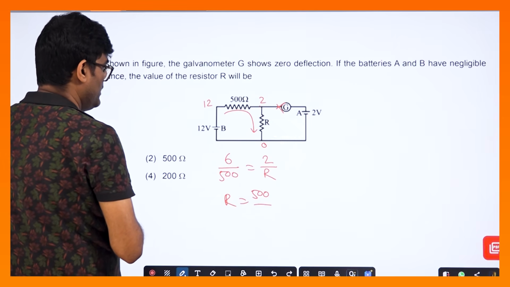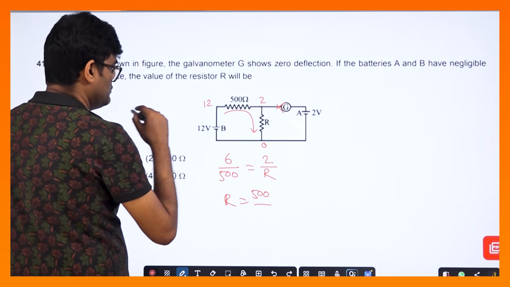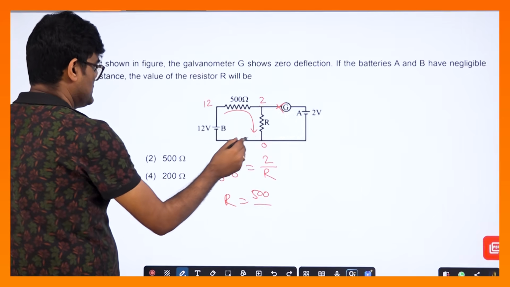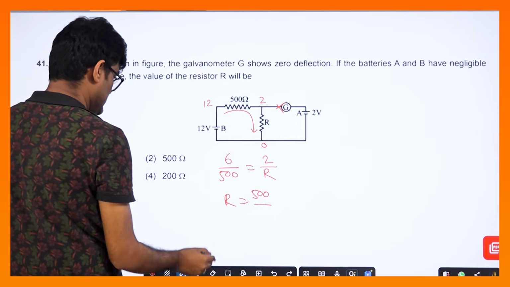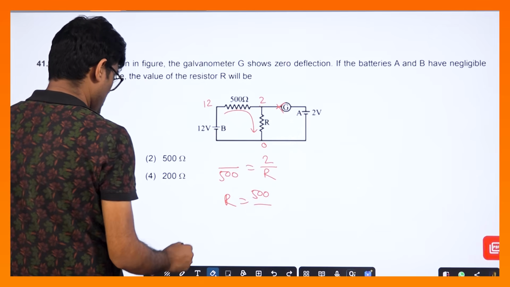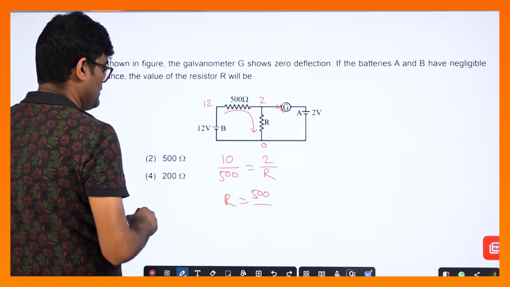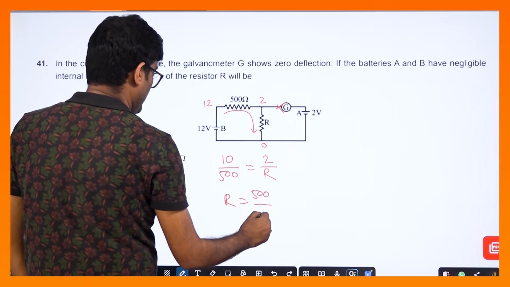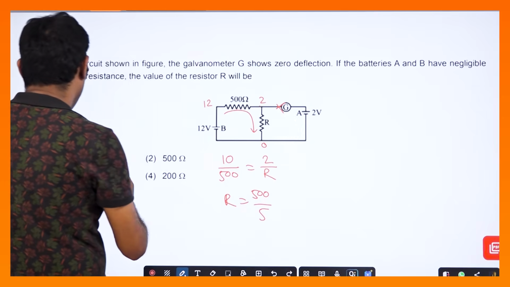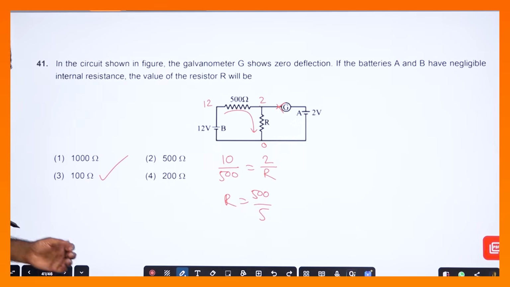We got it correct. If it is 12, it is 0, it is 2. It is 0, it is 12. Okay, 12 minus 2, I had made it 6. 12 minus 2 is 10. So R equals 100. Right? R equals 500 by 5. 100 ohm is the correct answer for this question.